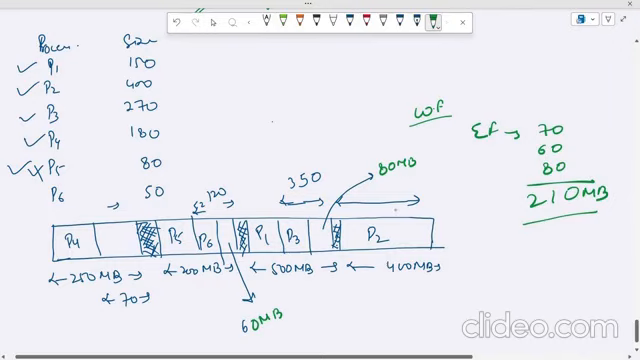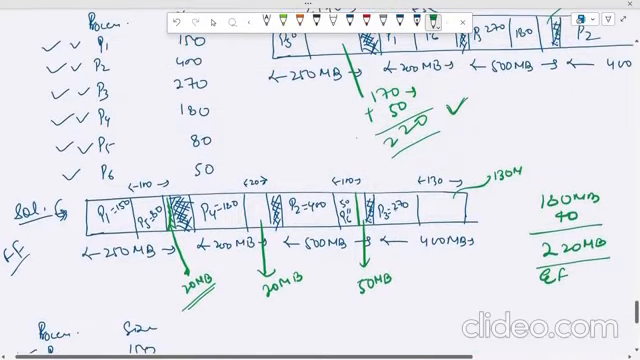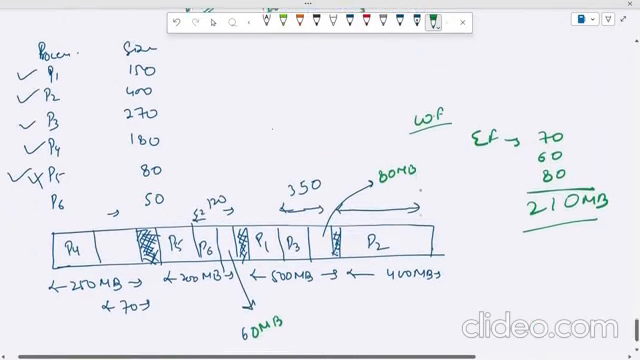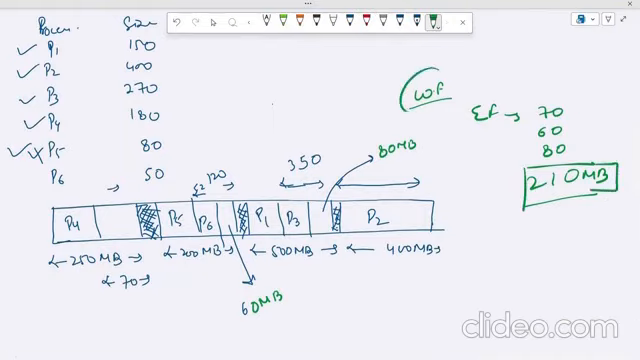So let's check which allocation policy works better in dynamic partitioning or variable partitioning. In first fit, we have an external fragmentation of 220. In best fit, we also have an external fragmentation of 220, but in worst fit, we have an external fragmentation of 210. So definitely worst fit works better in dynamic or variable partitioning.